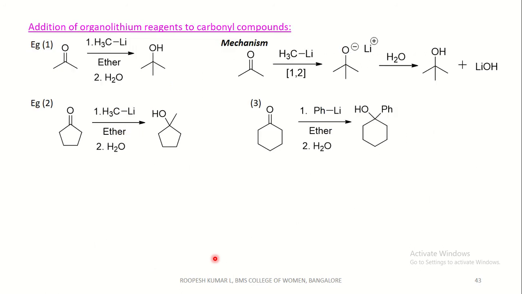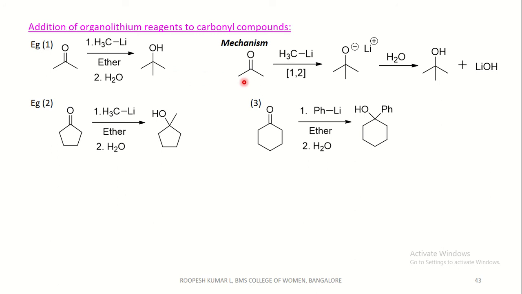Addition of organolithium reagents to carbonyl compounds: acetone is converted to the corresponding alcohol, that is tertiary butanol. Acetone is treated with methyl lithium in ether, and in the second step, quenching with water, we get tertiary butanol.